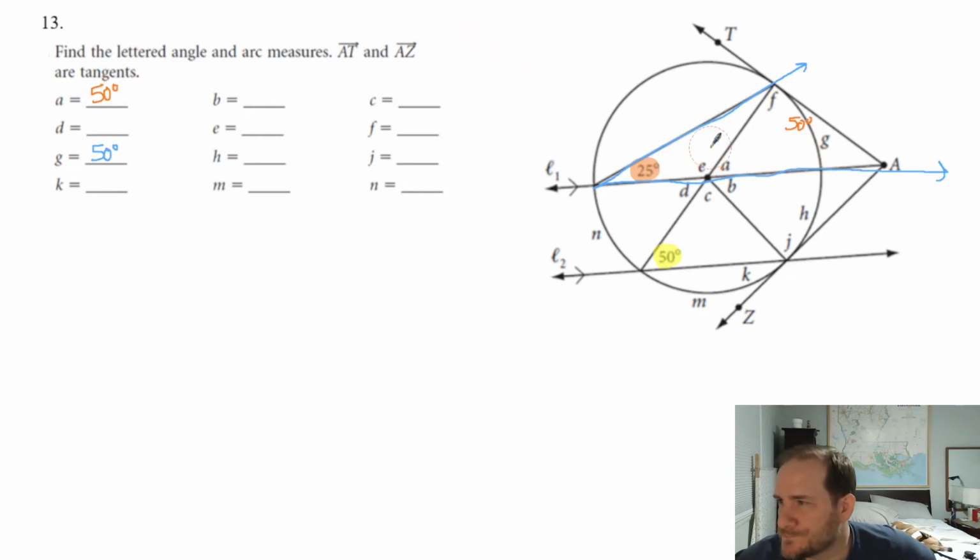What else? I would say now that you've got 50, you can find angle E, because they're just a linear pair. Can I bank on that? Yeah, I'm going to bank on that. Alright, so we'll say E is 130, because it's just 180 minus 50.